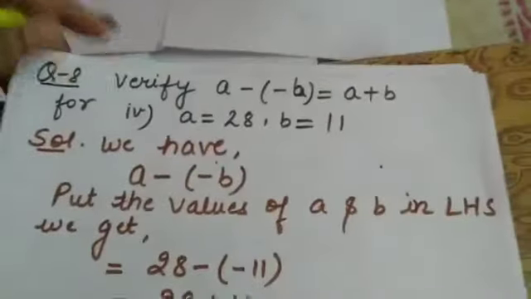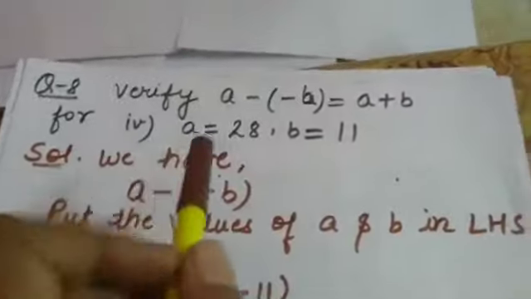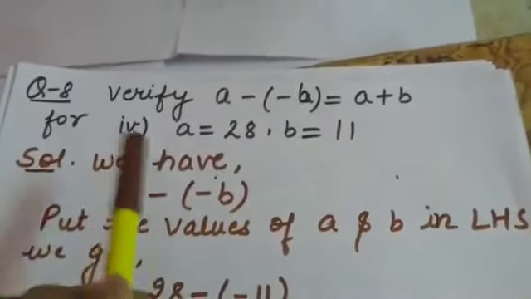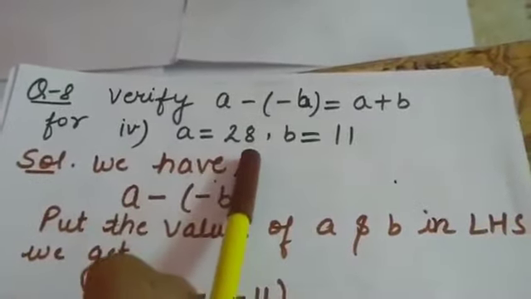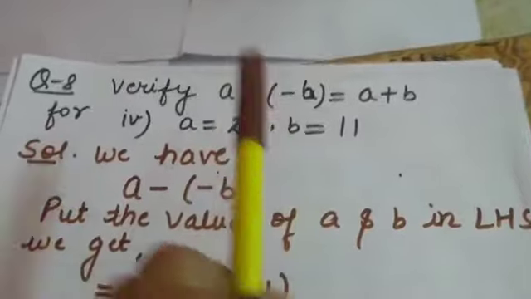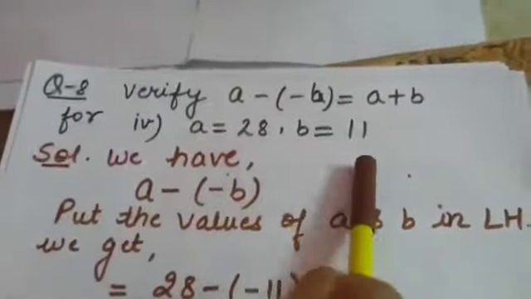Now come to question number 8. You have to verify this property that A minus minus B equals A plus B for different values. I have taken the fourth part. A you have to take 28, B 11. You have to verify this. You have to prove this. Are they equal for these values?